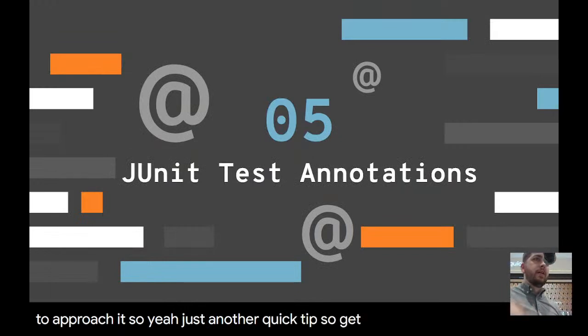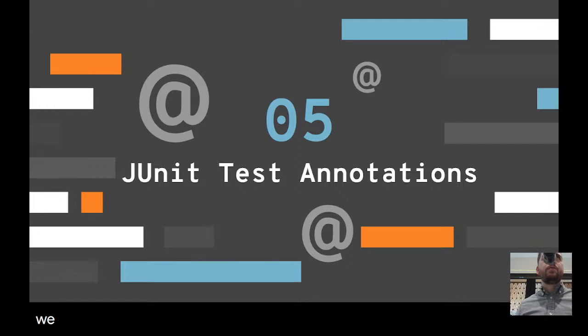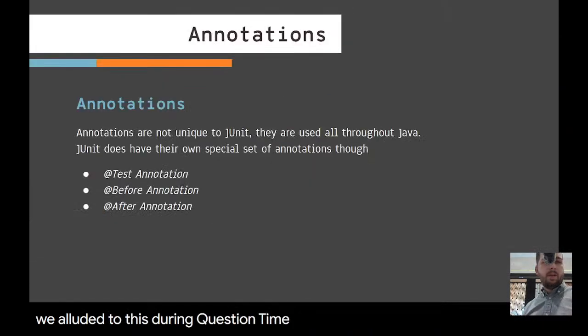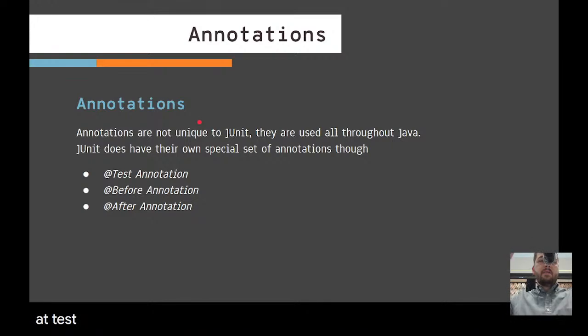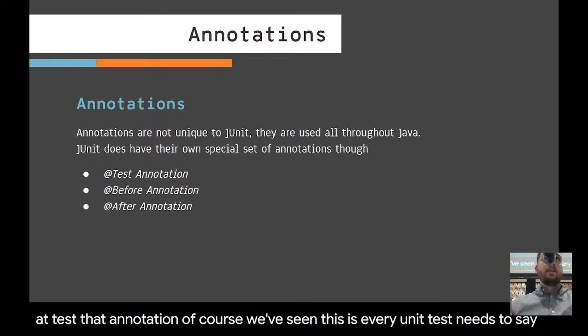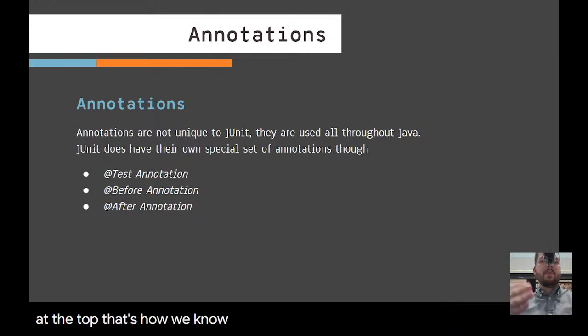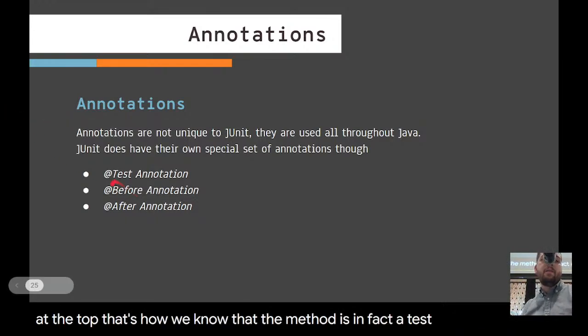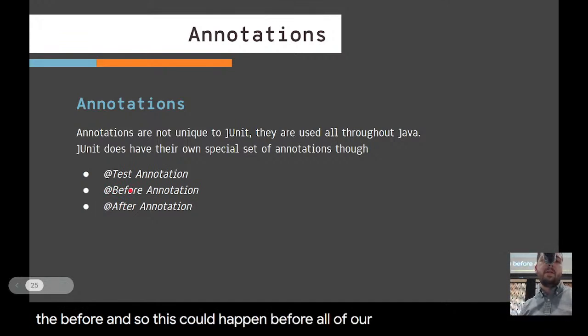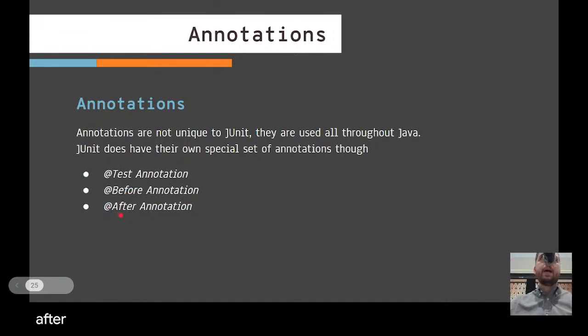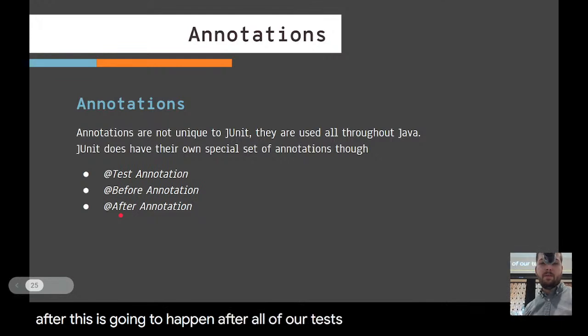So, JUnit test annotations. We alluded to this during question time. We have a few test annotations. We have @Test, of course, which we've seen. Every unit test needs to say @Test at the top. That's how we know that the method is in fact a test. Then we have the before, and this is going to happen before all of our tests. Then we have the after. This is going to happen after all of our tests.